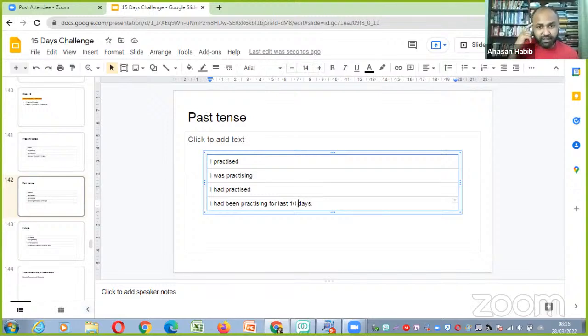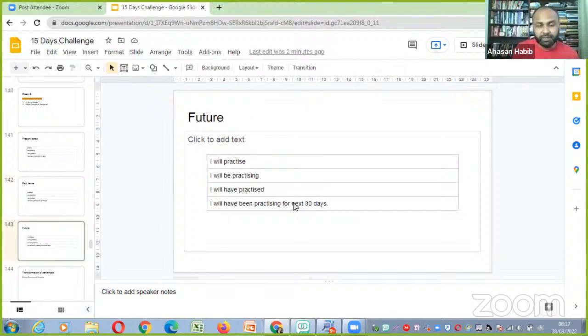And once you start making a lot of sentences using different sorts of variation, that means you are showing some sort of capability that you can use a lot of structured sentences, right? So type in the chat box very quickly. I practiced, I was practicing, I had practiced, I had been practicing for the last 10 days. So this is how you need to make a lot of sentences using different verbs.